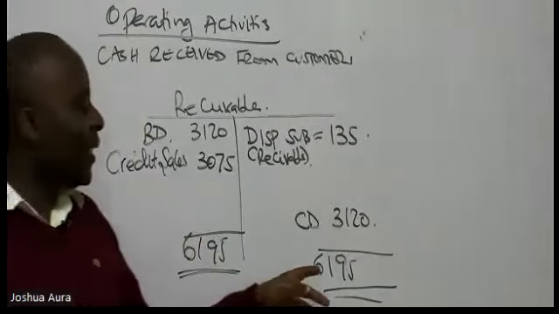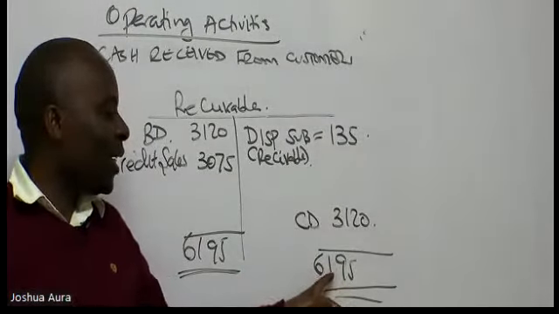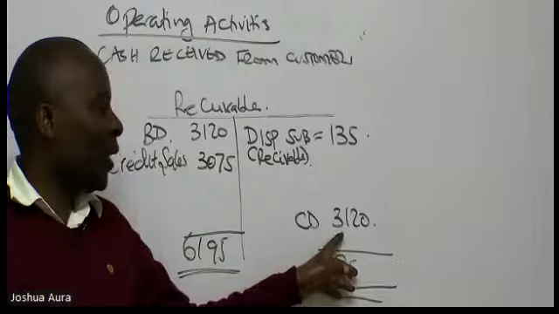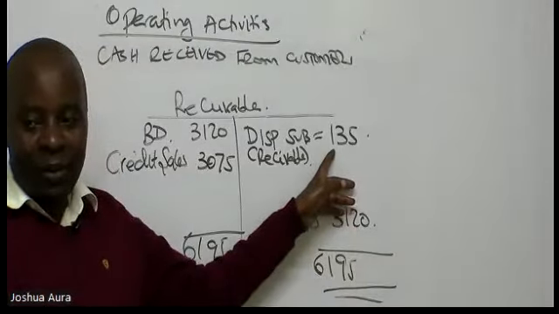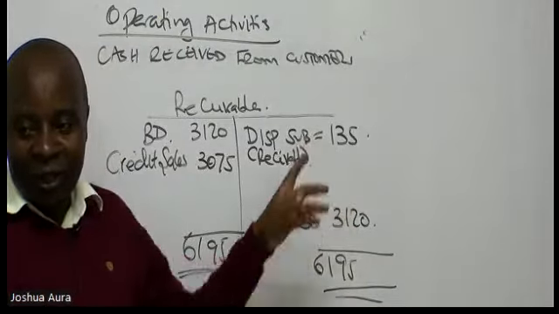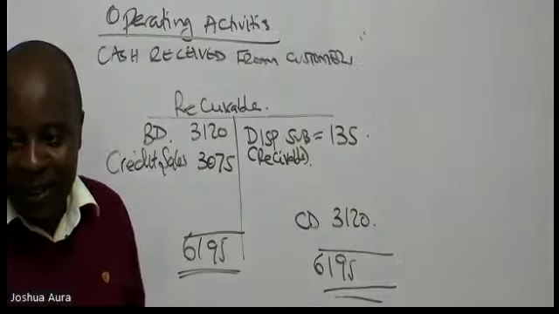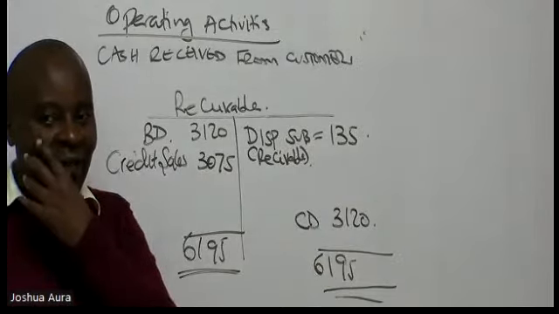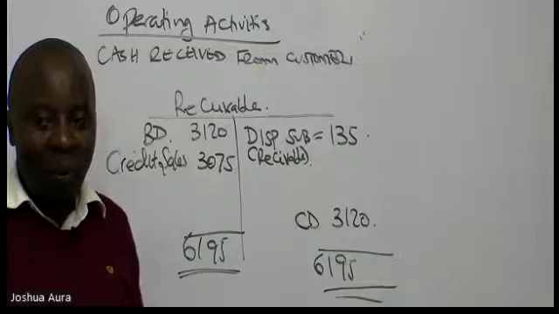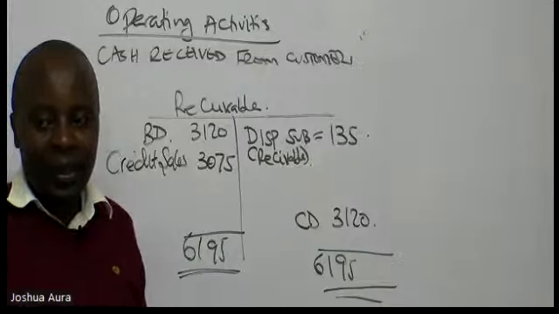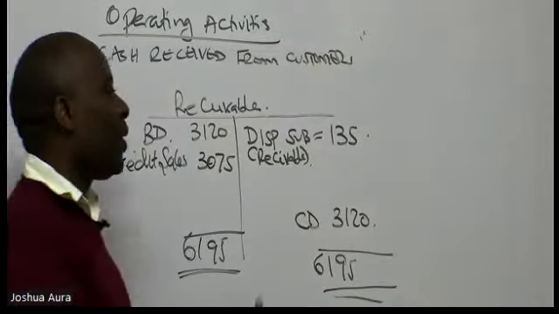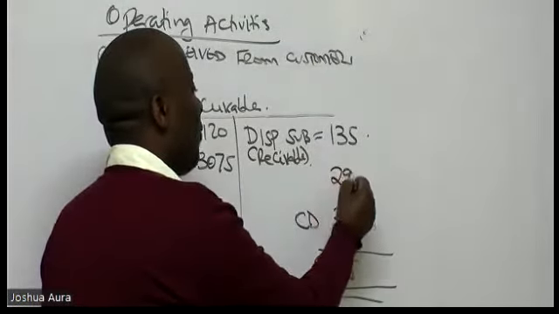Could you kindly subtract these two from this? Take 6195 minus 3120 minus 135 to get the balancing figure. What do we have there? 2940, right? So this 2940 is the balancing figure.